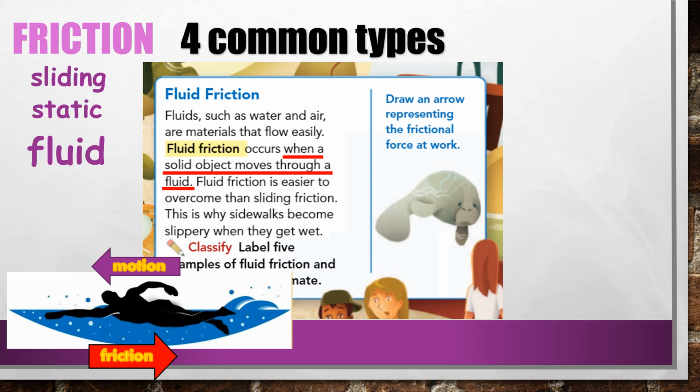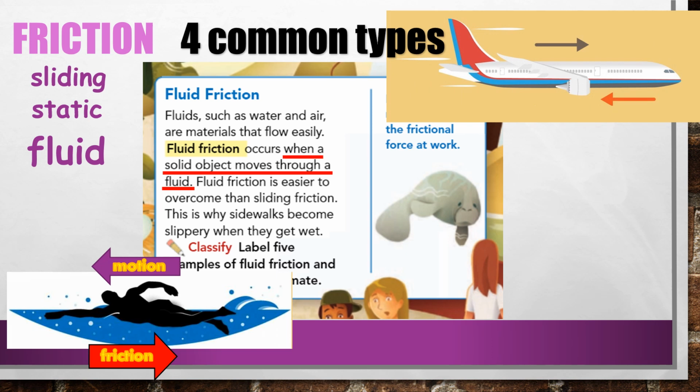It's why most swimmers, if they get into competitive swimming, especially the guys, will shave all their legs and their arms to reduce the amount of friction that's happening in the fluid or in the water. When I talk about an airplane, though, it also has fluid friction because the air is going against the plane.